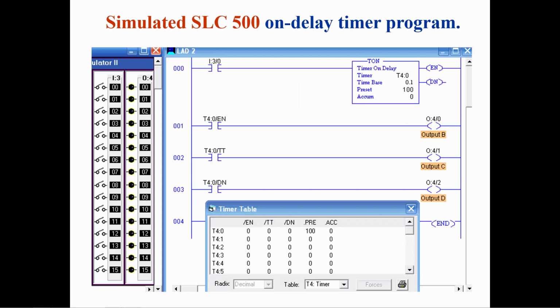With a timer on delay, when the rung before the instruction is false, the accumulated value is reset to 0 and the DN, EN, and TT bits are 0. When the rung becomes true by closing switch I:3/0, the EN and TT bits are set to a 1 and the accumulated value increments by 1 for each time base increment. The time period is the preset value multiplied by the time base. In this case, it would be 100 times 0.1 or 10 seconds.